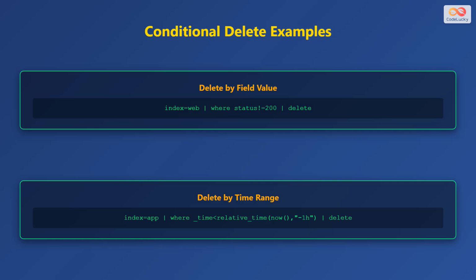You can combine the delete command with conditional statements for more precise filtering. In the first example, we search the web index, use a where clause to filter for events where status is not equal to 200, then delete those non-successful requests from our results. In the second example, we search the app index, filter for events older than 1 hour using the relative time function, and then delete those older events. This gives you fine-grained control over which events to remove.